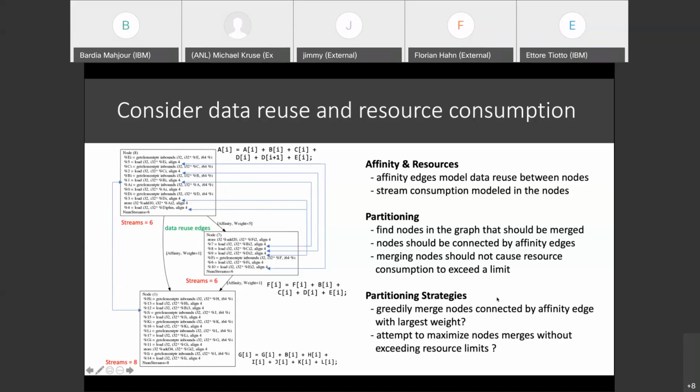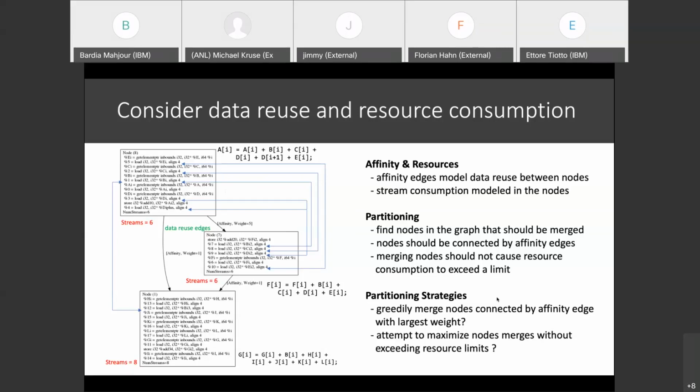And what's left to do is to try to partition the graph into subgraphs or regions that present large affinity, but they don't use too many resources. So there will be a resource limit. It's kind of like a model of the target architecture. So there are different partitioning strategies that can be applied.